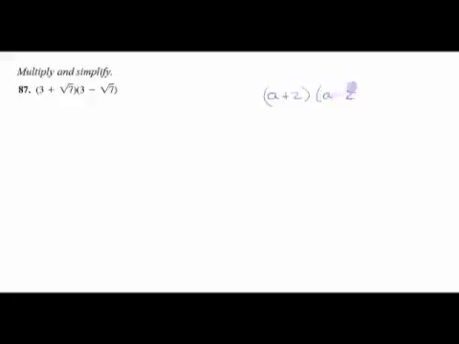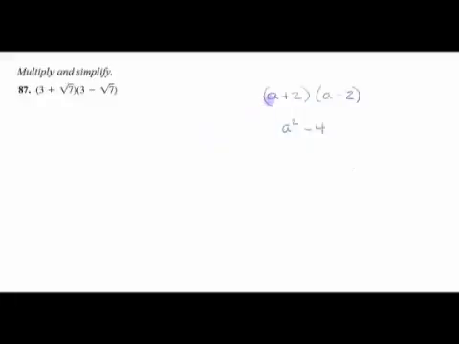Multiply and simplify. Here I have a binomial times a binomial. If you'll notice, this is similar to a problem like a plus 2 times a minus 2. What happens when I have some kind of multiplication problem like that? I know that I'll have a squared minus 2a plus 2a cancels out, and a plus 2 times negative 2 is minus 4.